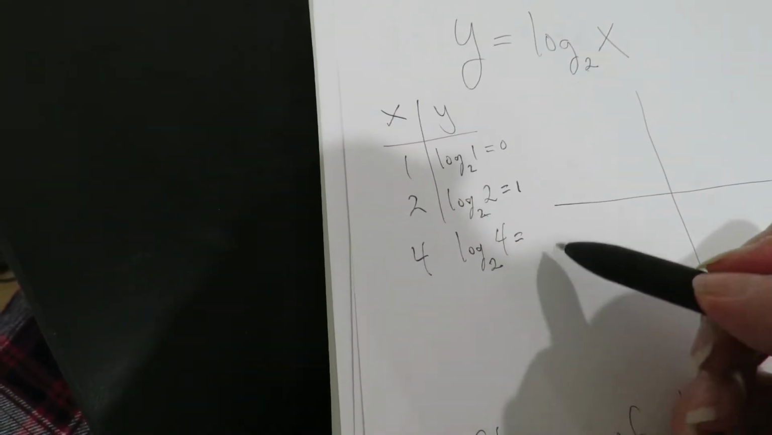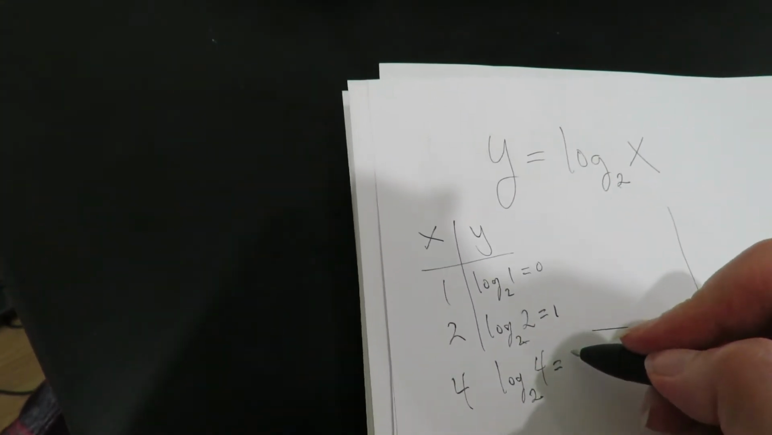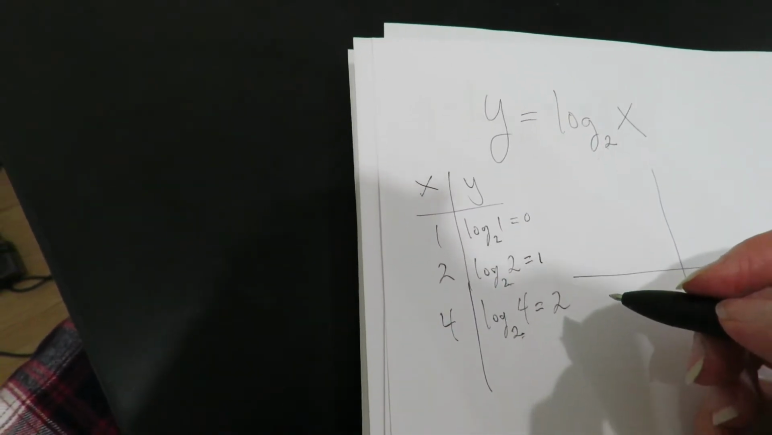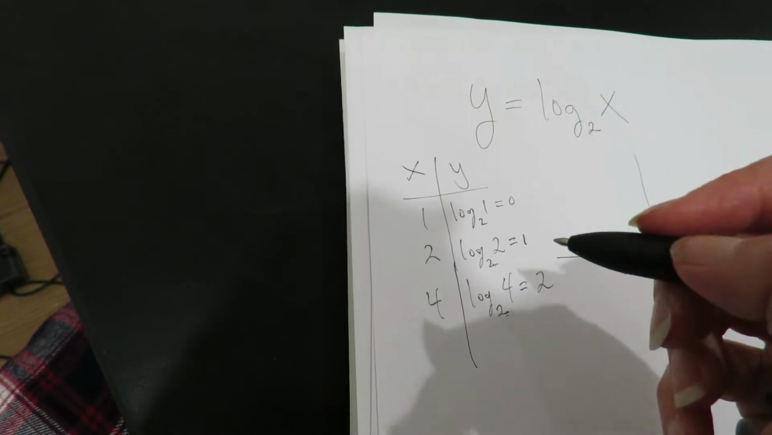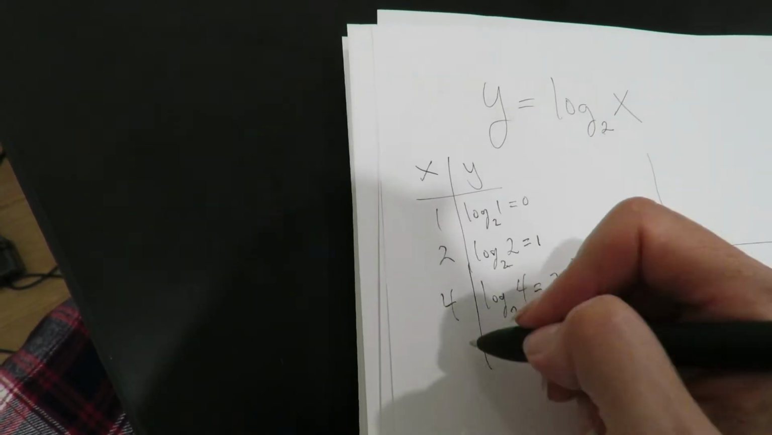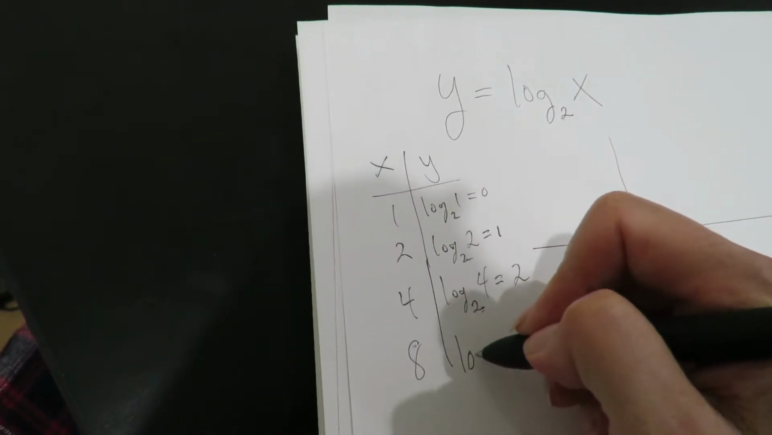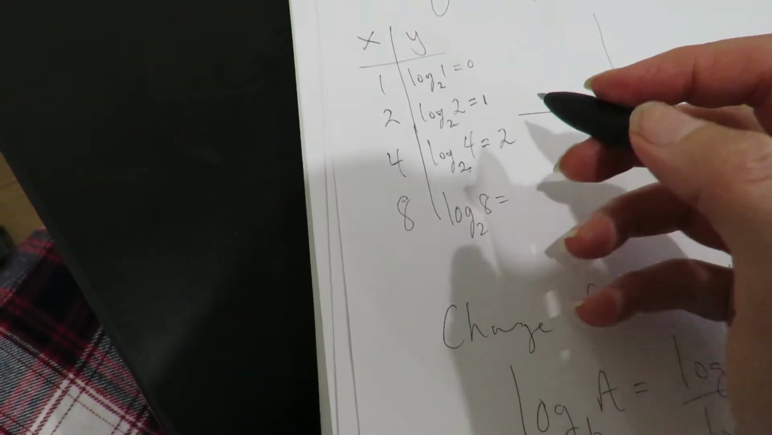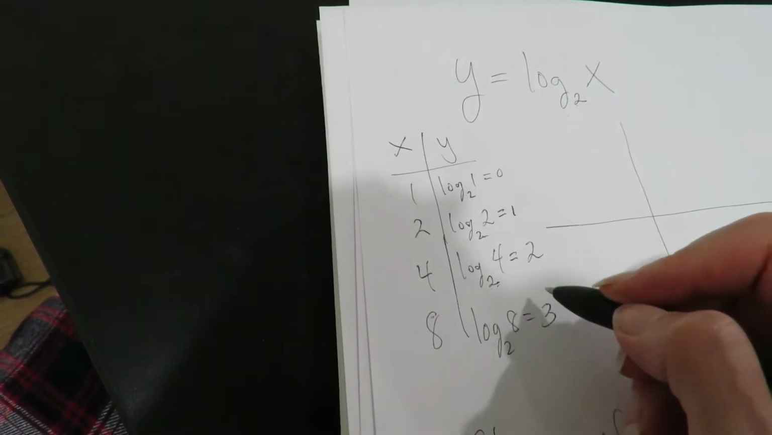Okay, see if you can do this one. 2 to the what would make 4? Hopefully you saw 2. 2 squared is 4. All right, let me do another one that's base 2. Let's do 8. What would this be? 2 to the what is 8, right? It's 2 to the third. 2 raised to the third is 8.